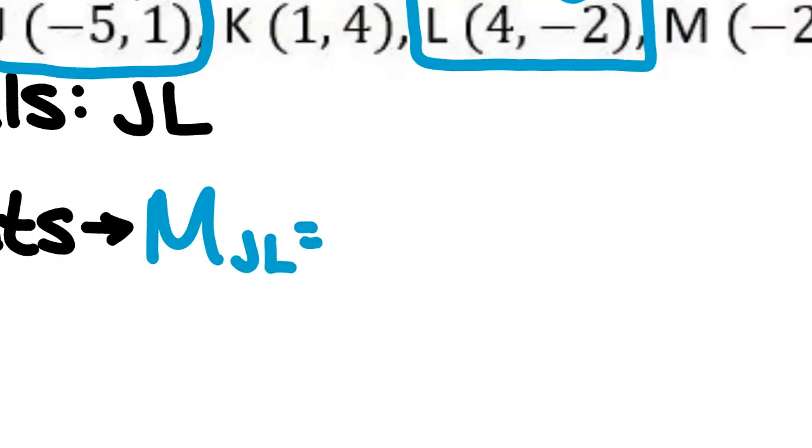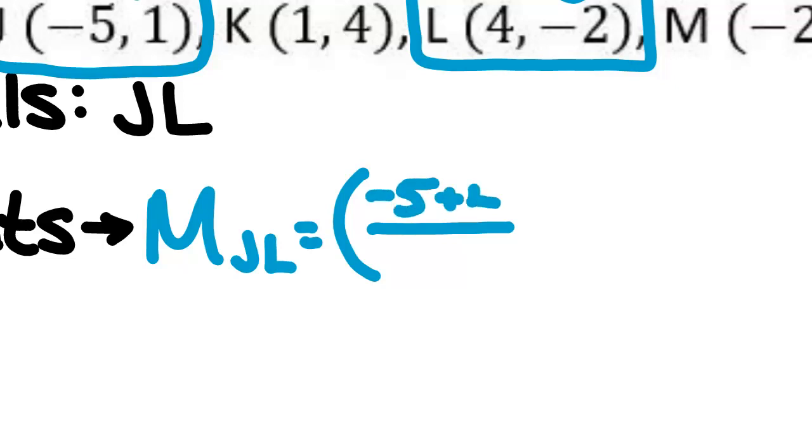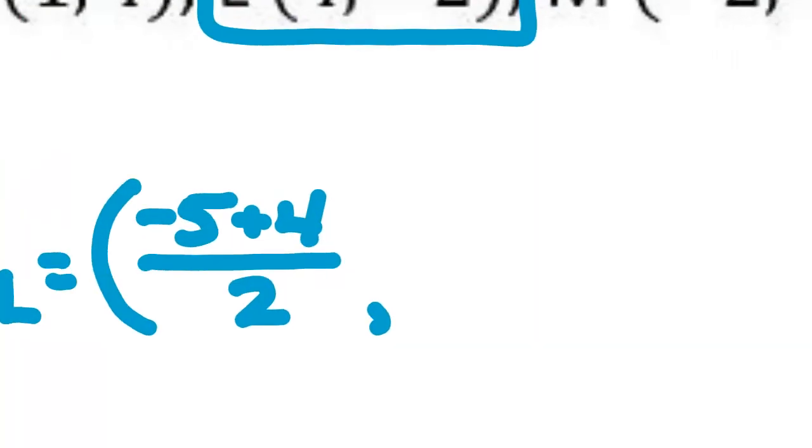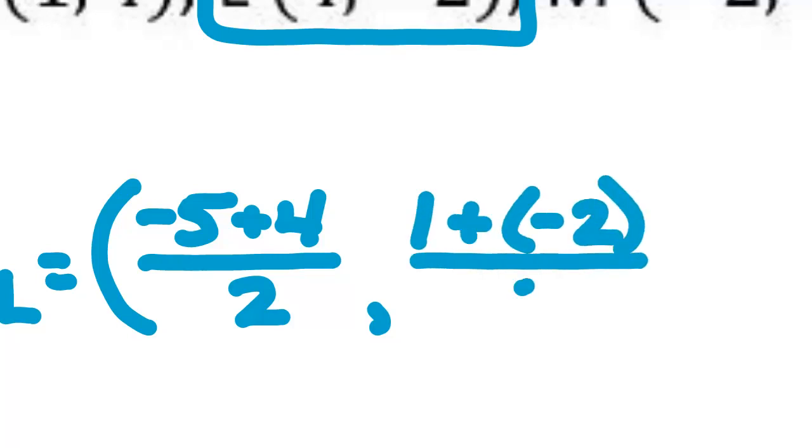To find the midpoint, we add the x's, then we cut them in half. And then we add the y's and cut them in half so that we can get an ordered pair here. So I'm going to add my 2 x's together, negative 5 and 4. So negative 5 plus 4, and then we divide that by 2. And then we do the same thing for our y's. We add those together, so 1 plus negative 2. We divide that by 2.